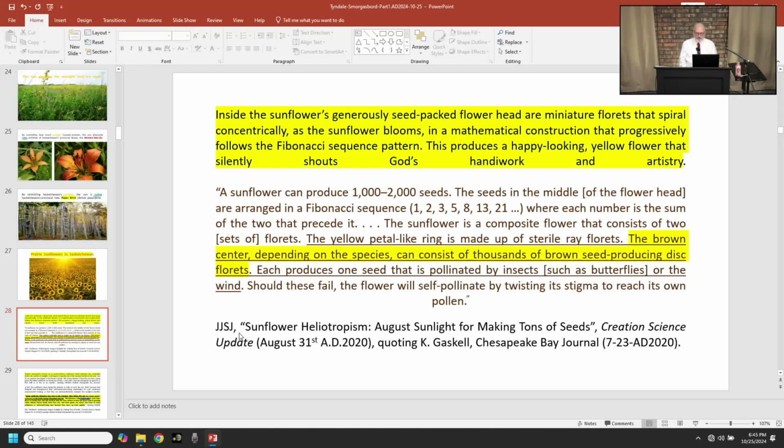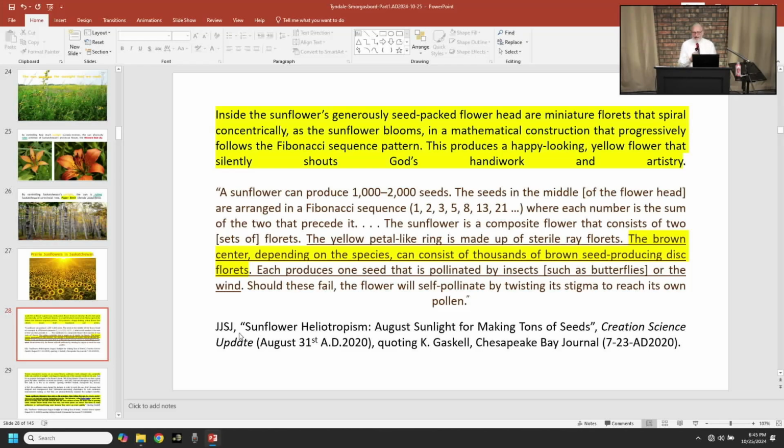A sunflower can produce 1,000 to 2,000 seeds. And if you like to eat sunflower seeds, that's good. I do. The seeds in the middle of the flower head are arranged in a Fibonacci sequence. What is that? Well, 1, 2, 3, 5, 8, 13, 21. If you take 1 and you add it to itself, you get 2. If you take the 1 and the 2 and you add them together, you get 3. If you take the 2 and the 3 and you add them together, you get the 5. You add the 3 and the 5 together and you get an 8. So that's how the sequence works.